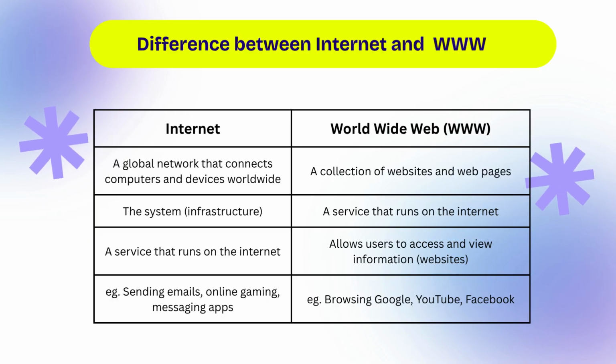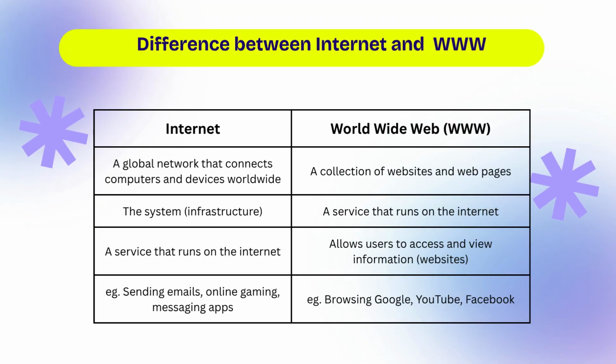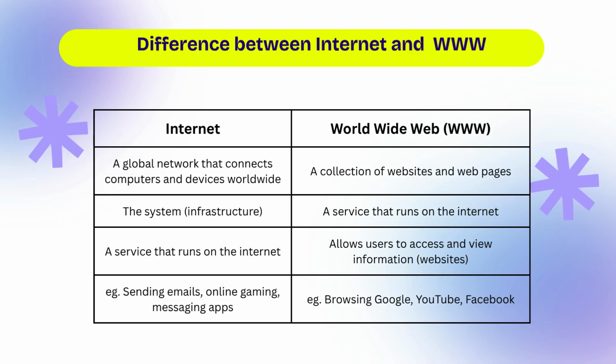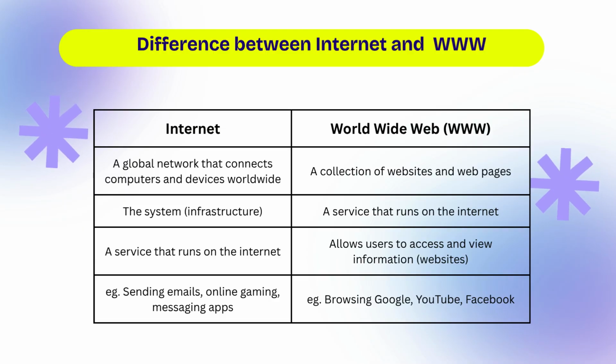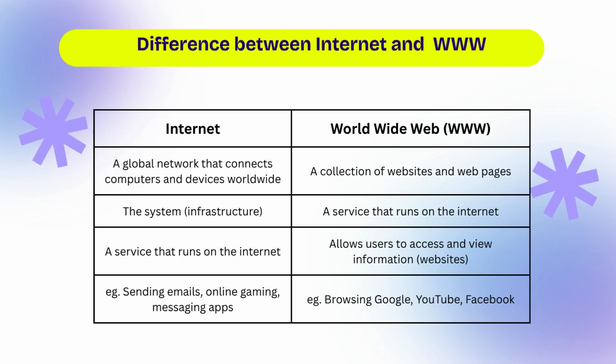Now, the web, also known as the World Wide Web, is something that runs on top of the internet. So think of it like this. If the internet is the road, then the web is the cars and destinations you visit on that road. The web includes things like websites, web pages, and links. So when you open a browser like Chrome or Edge and visit a website like Google, YouTube, or Facebook, you're using the web. But you're using it through the internet.